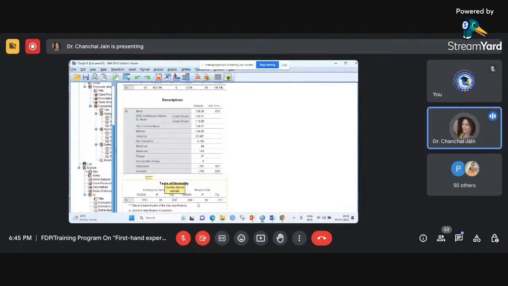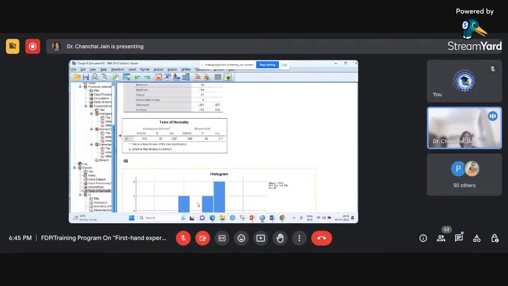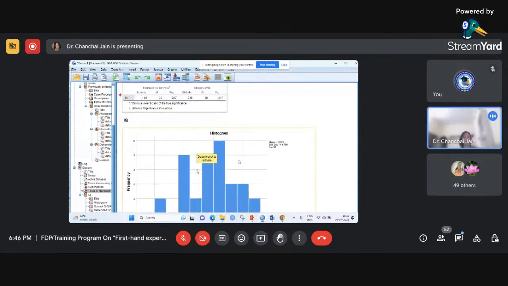Coming to the test of normality table, you can find the Shapiro-Wilk test, right? The significance value is coming as 0.317, which is greater than 0.05. So that means we are not going to reject the null hypothesis, and our null hypothesis states that the variable is normally distributed. That means I can conclude that IQ is normally distributed. Is it fine? Yes, ma'am.